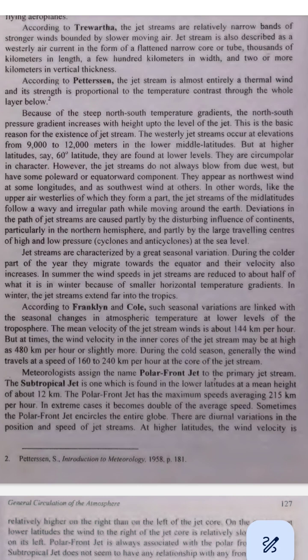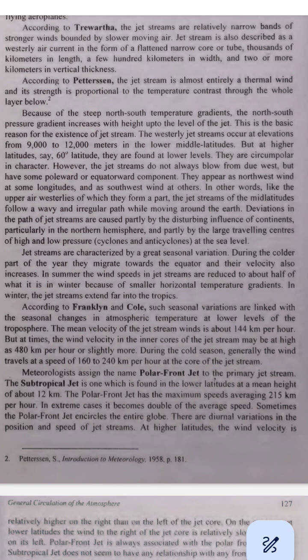3. Where are jet streams found? Jet streams are located in the upper atmosphere, the troposphere, far above where we live. They are mostly found in the middle latitudes, which means between 30 degrees and 60 degrees north or south of the equator. They circle the Earth, going from west to east.